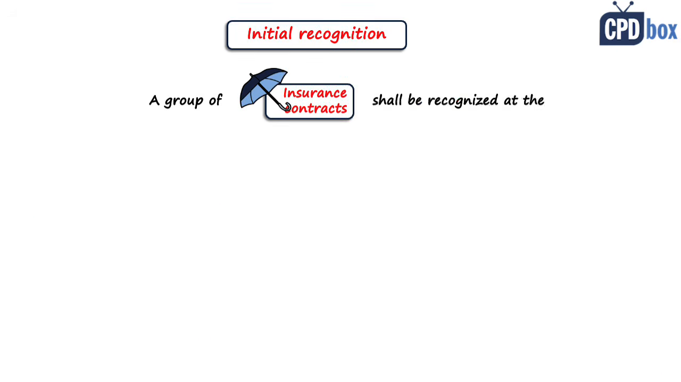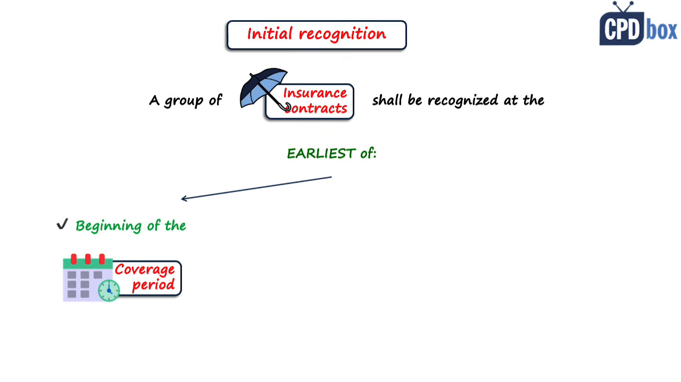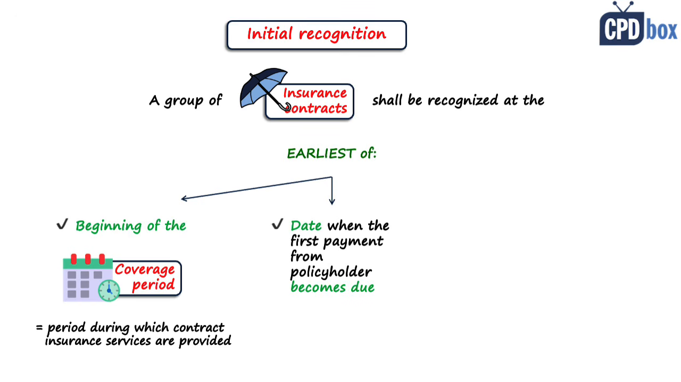Let's talk about the initial recognition. A group of insurance contracts shall be recognized at the earliest of the following 3 dates. The beginning of the coverage period, which is basically the period during which the insurer provides the insurance services. Then the date when the payment from policyholder becomes due. And if the contract does not set such a date, then it is when the first payment is received.